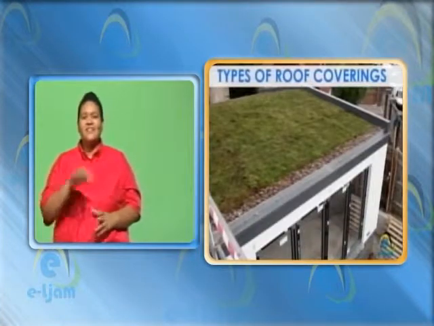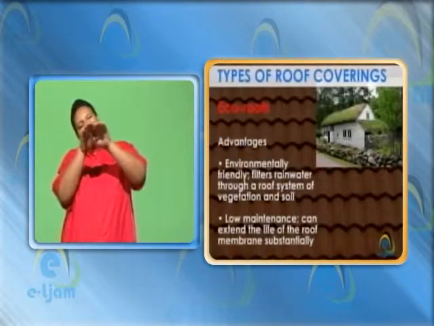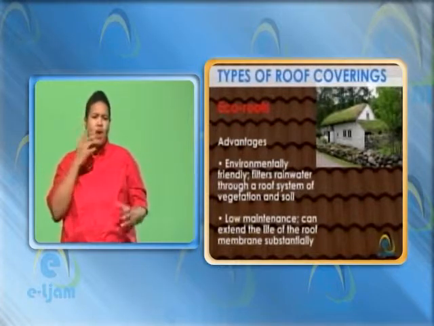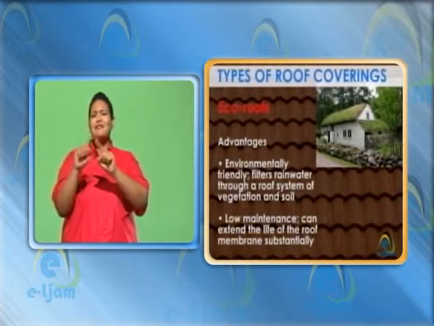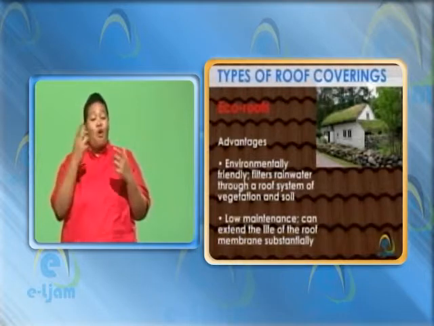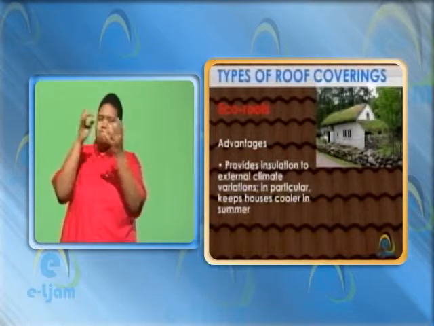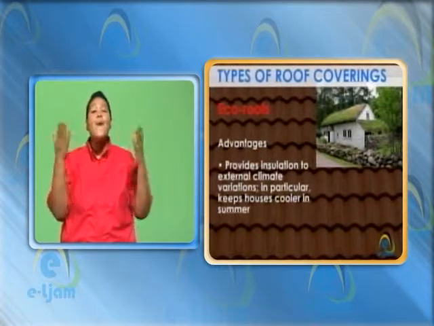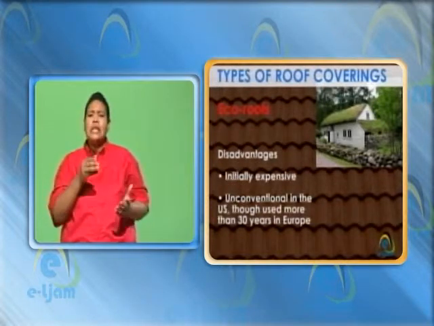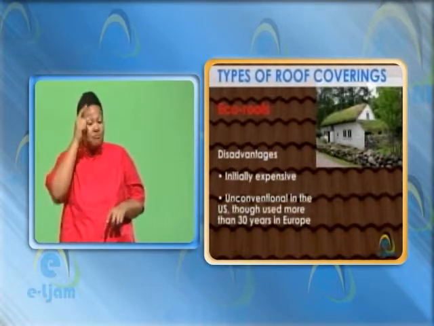Eco roofs. House style: can be used for flat to moderately sloped roofs. Advantages: environmentally friendly, filters rainwater through a roof system of vegetation and soil. Low maintenance, can extend the life of the roof membrane substantially. Provides insulation to external climate variations, in particular, keeps houses cooler in summer. Attractive. Disadvantages: initially expensive, unconventional in the US, though used more than 30 years in Europe.